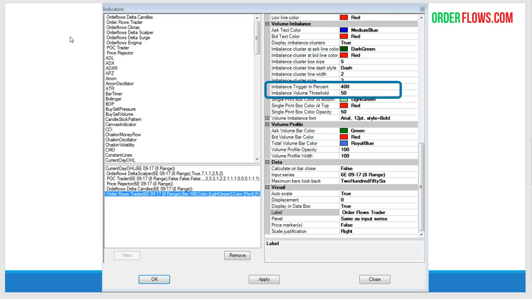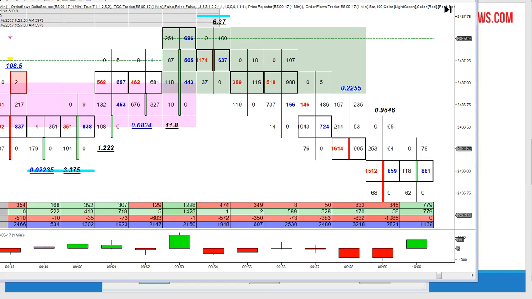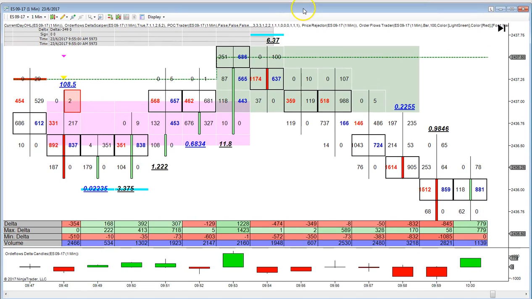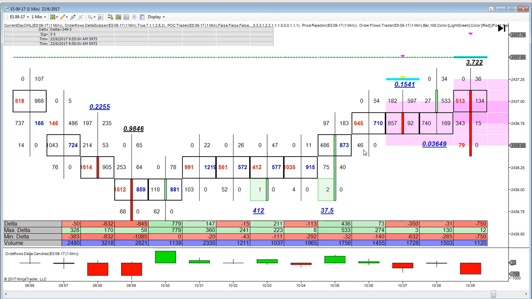So let's take a look at a couple of charts really quick, and I'll explain it, and hopefully you'll understand it a bit better. I'll start with this. This is an S&P 1-minute chart. On this one, the imbalance volume threshold is set at 50.